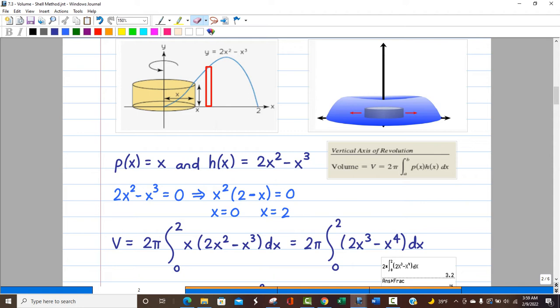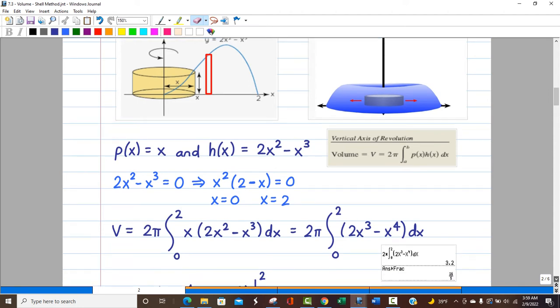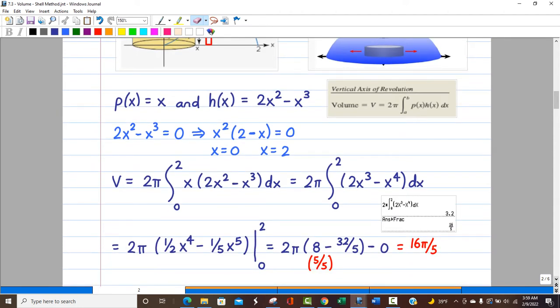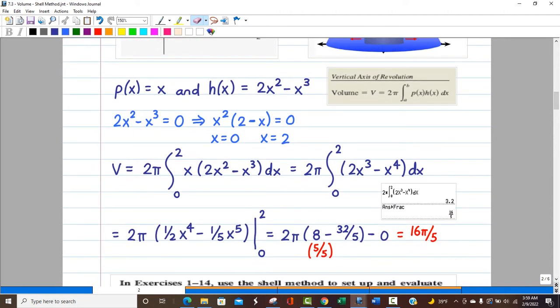And all right, you want to distribute the x before you integrate. You can use the graphing calculator if you want to. That's fine. But I multiplied it, so I get 2x cubed minus x to the fourth. But I'm going to show you how to work this out using antiderivatives. So plus 1, your basic power rule. That would give you 2x to the 4 over 4, which would reduce to 1/2 x to the fourth. And then 4 plus 1 is 5, so it'd be 1/5 x to the fifth.